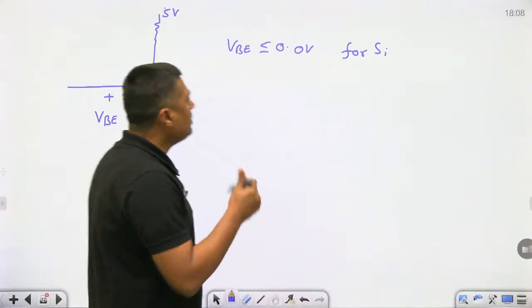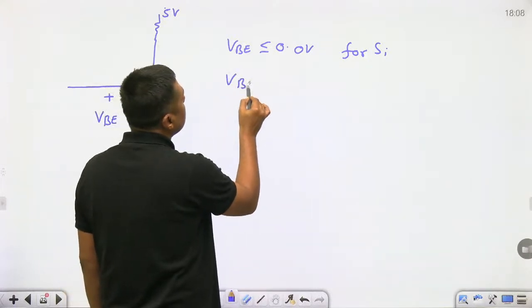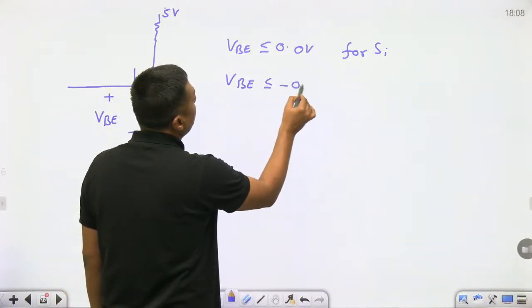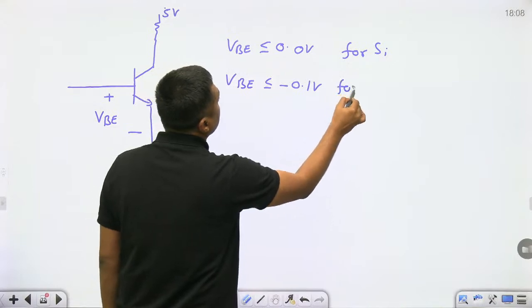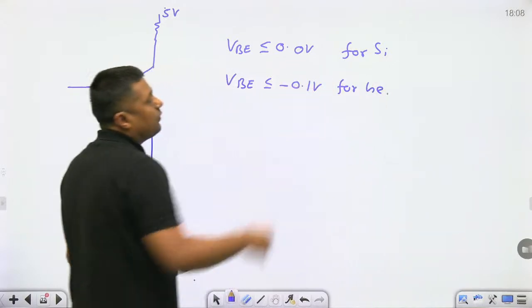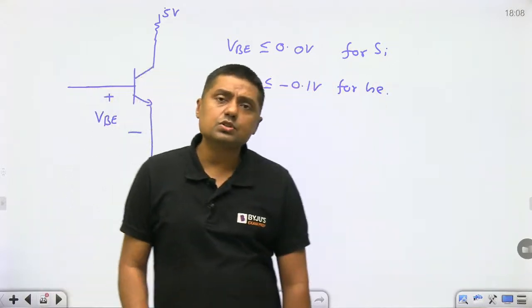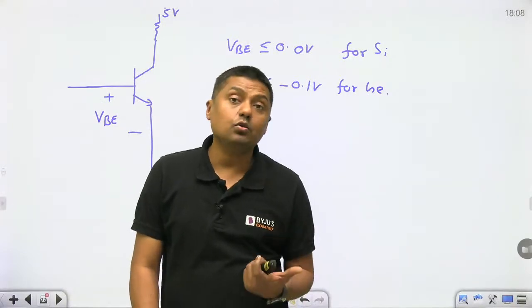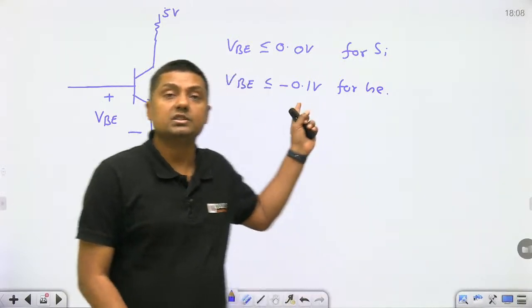For germanium it will become minus 0.1 volt. That value is called cutoff. So cutoff means both the junctions should be reverse biased, but what is the value by which it should be reverse biased? That is the value.